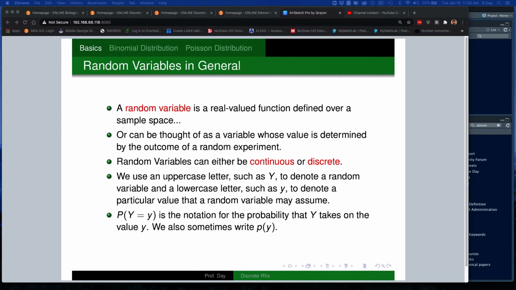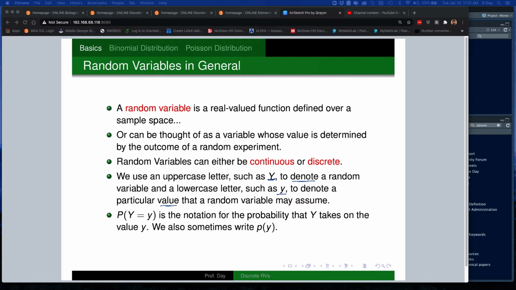Some things about notation. We'll usually use an uppercase letter such as Y to denote a random variable. Basically, the capital letter Y is used to make a worded definition, if you will, of what the random variable is. And we use a lowercase letter such as little y to denote the particular value that a random variable may assume. In other words, the actual value. So the key word with lowercase y is that it's a value. Uppercase Y is a denotation or a definition, if you will.